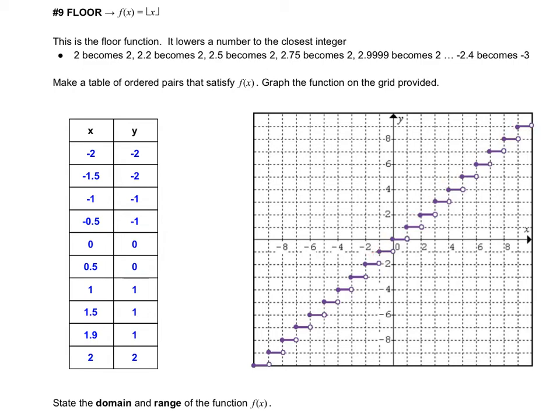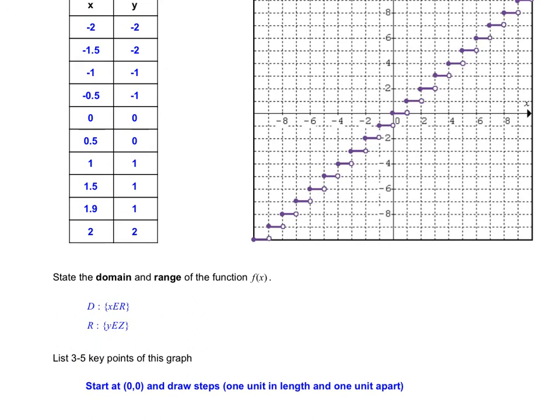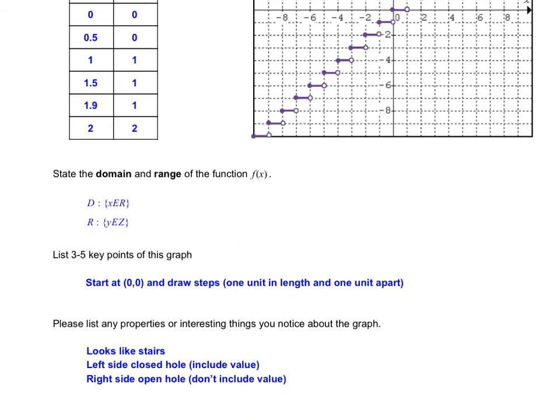Now, our domain and range, it's a little more interesting. The domain, we can see it goes on forever, and this is a function because if you do the vertical line test, let's say right here, there's only one value when x equals 2 because this is a hole and that's closed. So x can be anything, but for our range, our y values, they can only be integers, so y is an element of integers. For the key points, I just wrote start at (0, 0), and draw steps 1 unit in length and 1 unit apart, just to remember how to graph it.